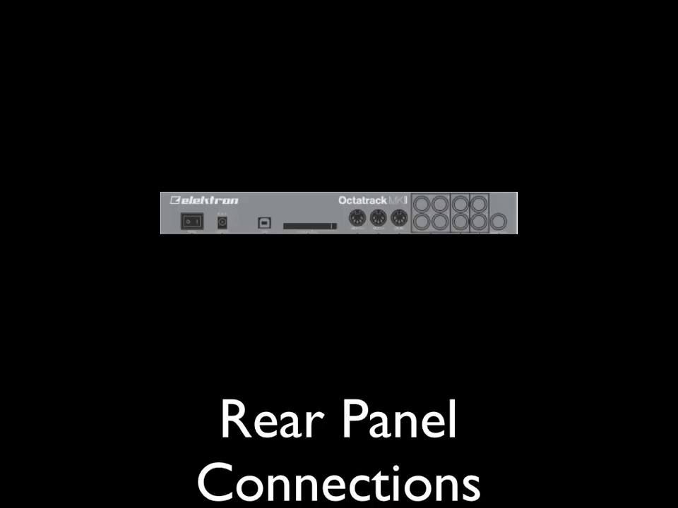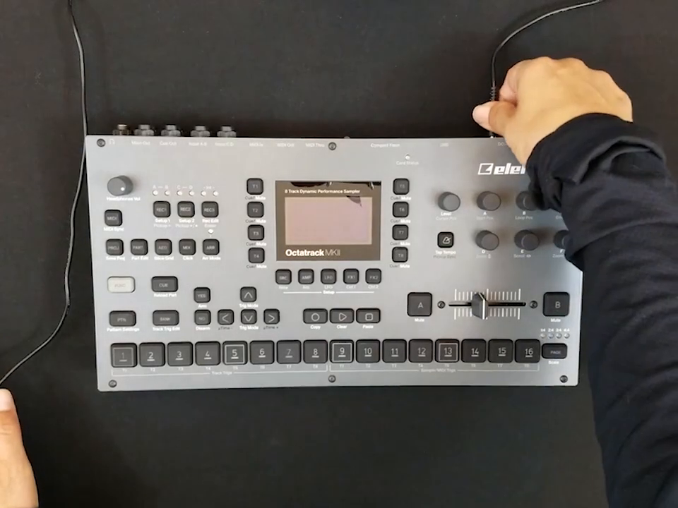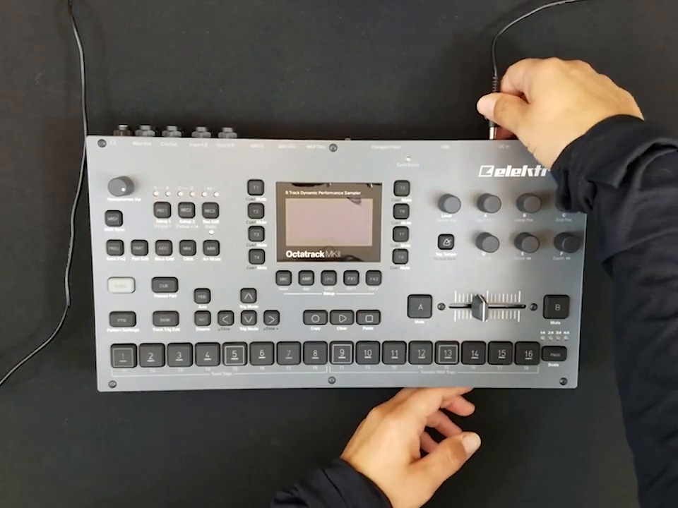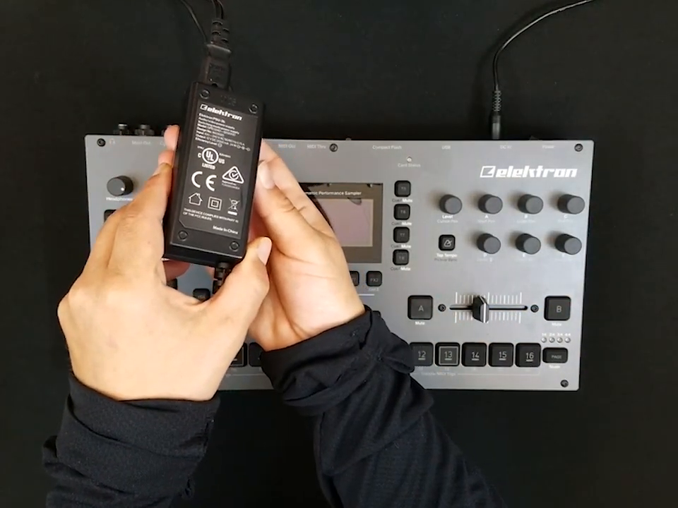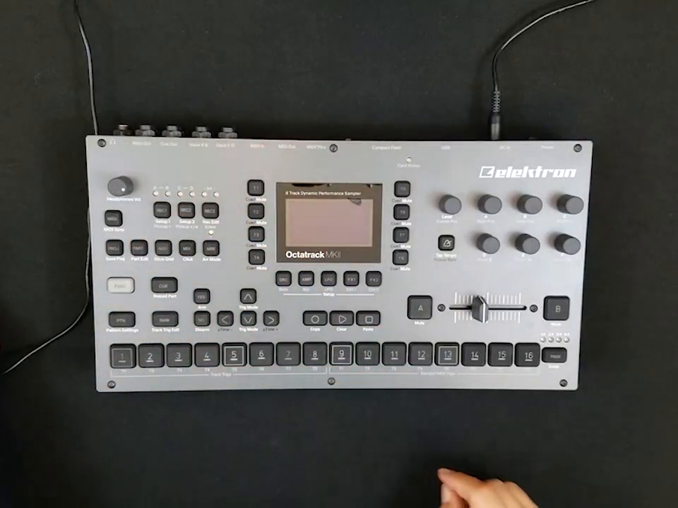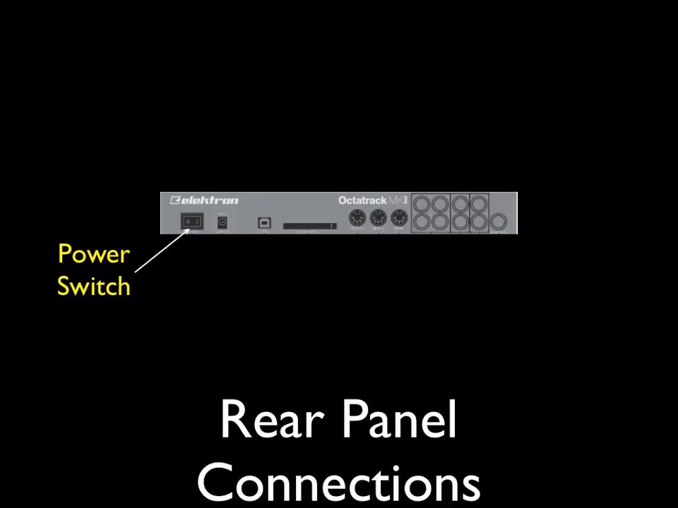Let's turn to the rear panel to talk about the layout. The power cable port is here. This is what you plug your power supply into, which is either a 12-volt power supply if you have a Mark II, or a 6-volt if you have a Mark I. Next is your power switch, where you turn your machine on or off. You have the USB port to connect your Octatrack to the computer to do things like upload samples or delete files.